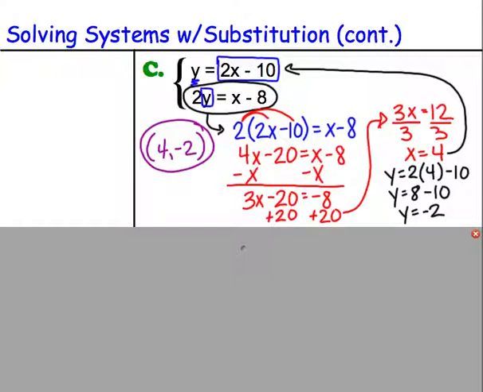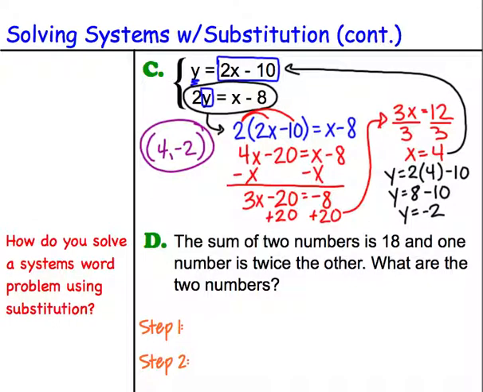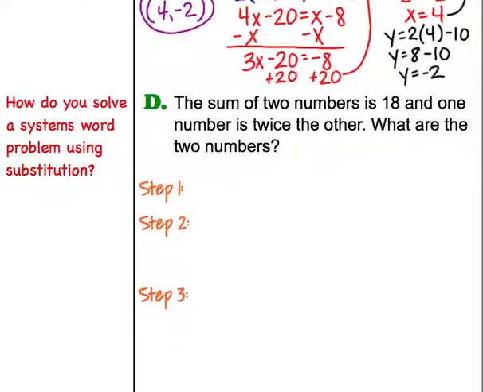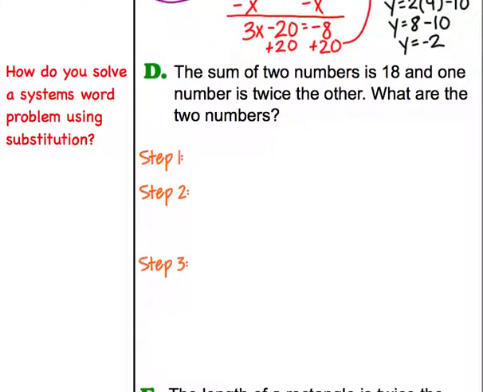Next type of problem that we need to deal with is word problems. Now, word problems make it a little bit more challenging, primarily because you actually have to come up with your equations first. So the sum of 2 numbers is 18, and one number is twice the other. What are the 2 numbers? Step 1 is going to be to look for those key words. Now, in my keywords, I see sum of 2 numbers, and I see twice the other. So I know that I'm going to have an x and a y.